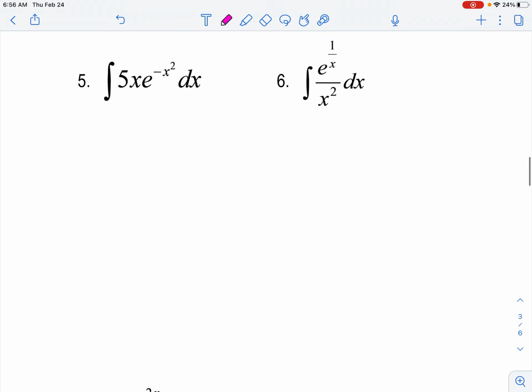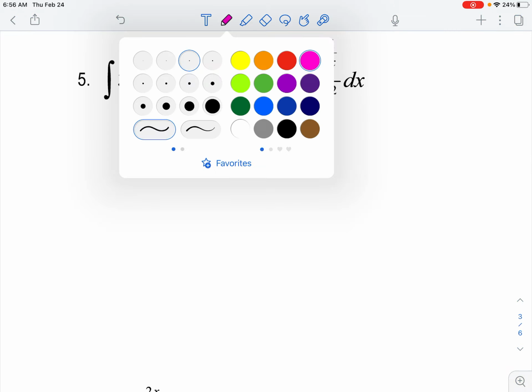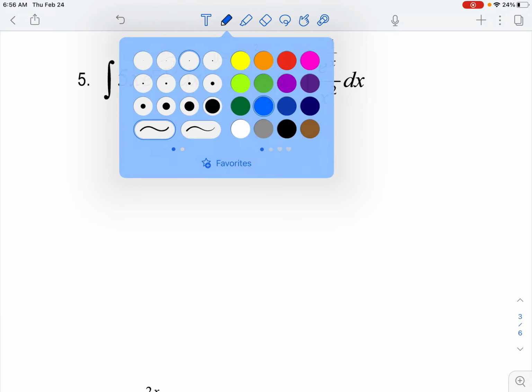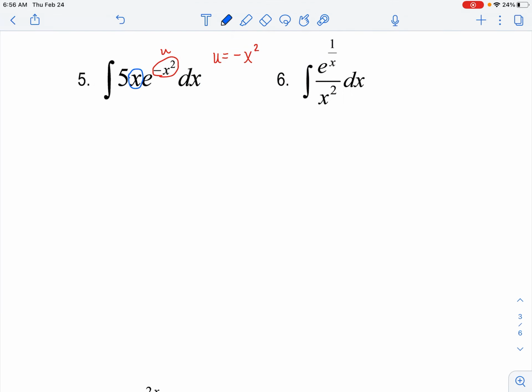All right, looking here at number 5. If you're unsure what to make u, you just kind of start and hope it works out. So u, we're going to let that be our exponent, negative x squared. And if we know this is going to be u, we do see we have this extra x here that's hopefully going to go out with our du. So du is negative 2x dx, which is great because here's x dx. And so I need to get this x dx by itself so I can substitute in.